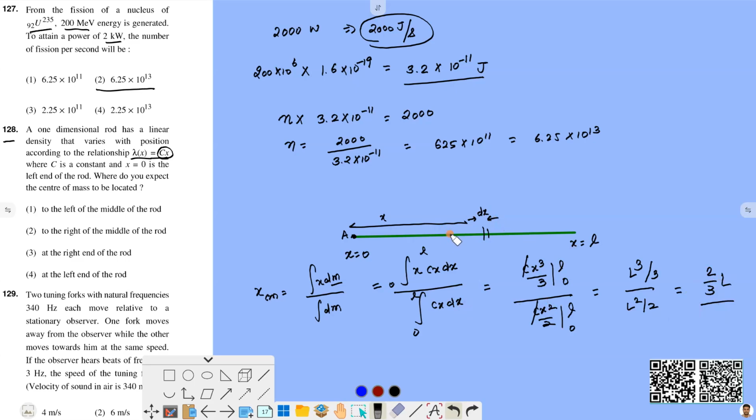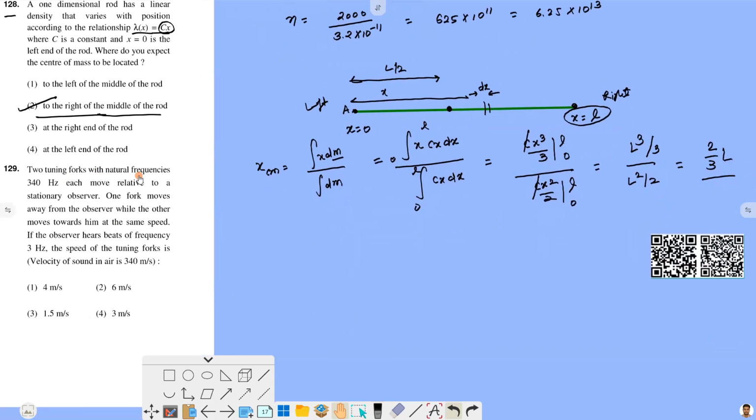Now the geometric center will lie at L by 2. So suppose this is the geometric center, so this will be at L by 2. So our center of mass is towards the x equal to L side, this is the left hand, this is the right hand. So center of mass will be towards the right hand, and it will be somewhere between the geometric center and the right end of the rod. So we can say that the option 'to the right of the middle of the rod' will be the right answer here. Now moving to the next one, 129th.